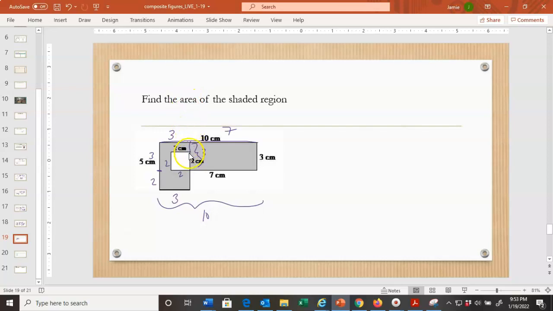So the area of this first rectangle is going to be 7 times 3. So that's 21. I might just write it in there. The area of the box is going to be 2 times 2, right? That's 4. And then we need the area of this whole shape. 3 times 5, that's 15. So we really only need to take out this white square.